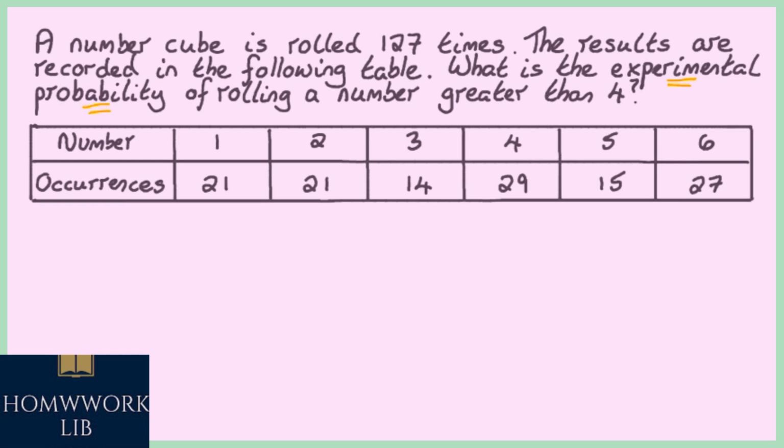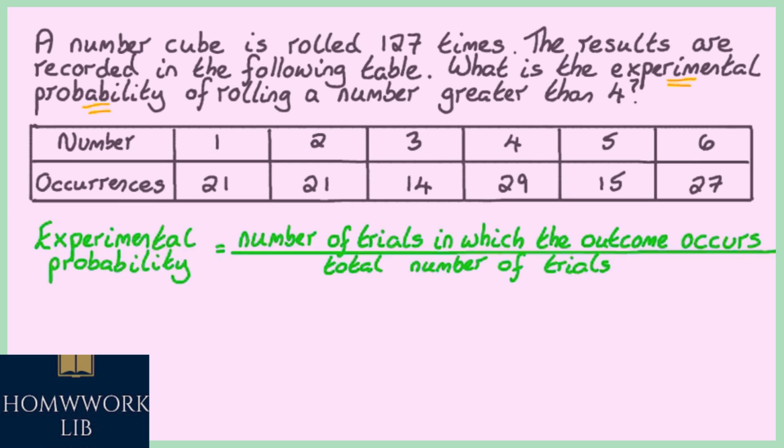In this question, we are asked to find the experimental probability of an event. We begin by recalling that experimental probability can be written as a fraction, where the numerator is the number of trials in which the outcome occurs, and the denominator is the total number of trials.